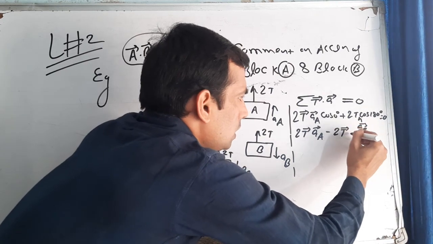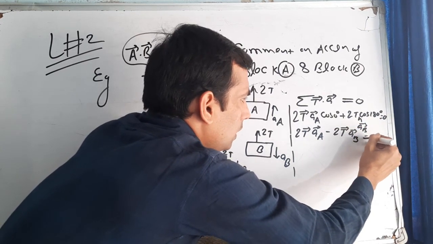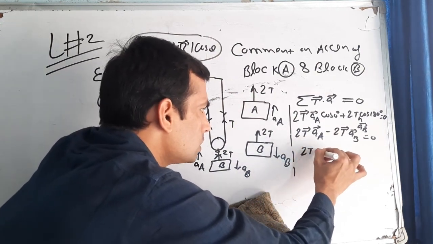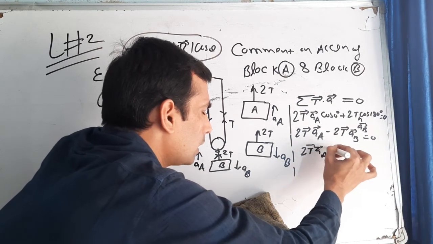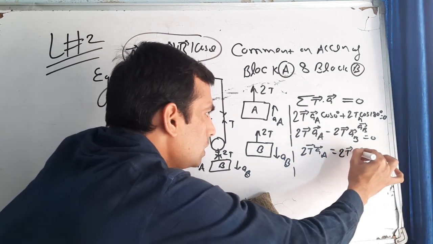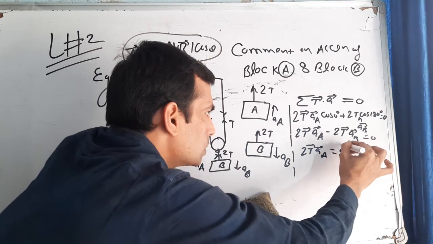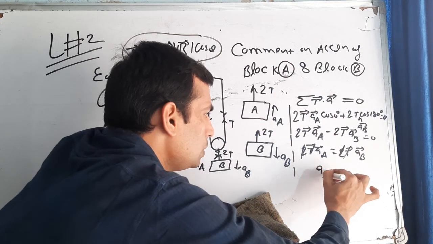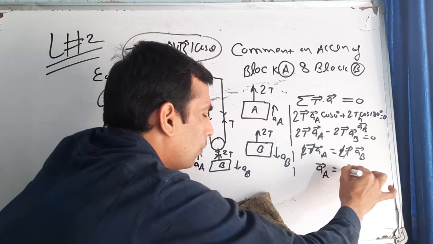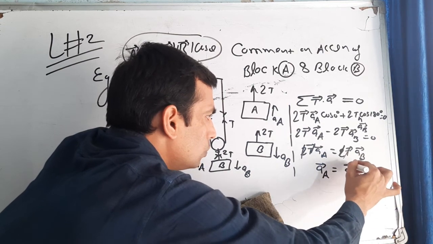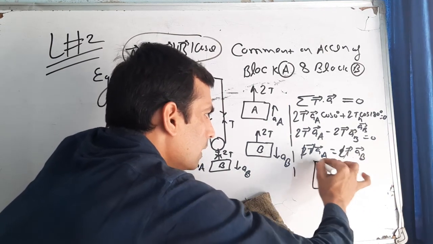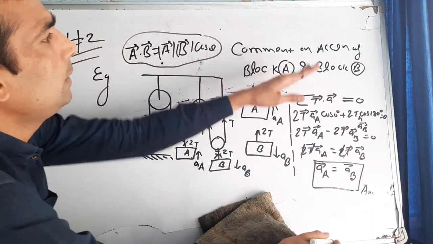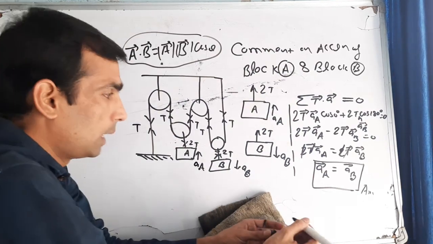So 2T into acceleration of block B, which is equal to 0. You can equate both of the sides. So this is 2T into acceleration of block A, which is equal to 2T into acceleration of block B. 2 gets cancelled, T gets cancelled. Finally, this is the relation between the acceleration of A, which is equal to the acceleration of B, right students? So this is basically the answer which you want to find, the accelerations of block A and block B.